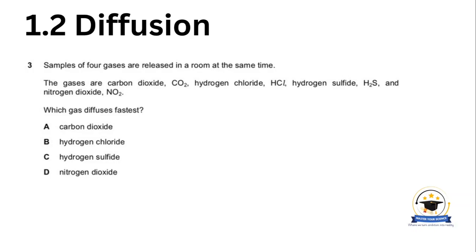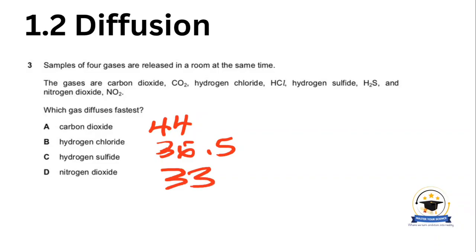The relative molecular mass of carbon dioxide is 44. That of hydrogen chloride is 36.5. That of hydrogen sulfide is 33. And that of nitrogen dioxide is 46. Hydrogen sulfide has the smallest relative molecular mass, therefore the correct answer is C.